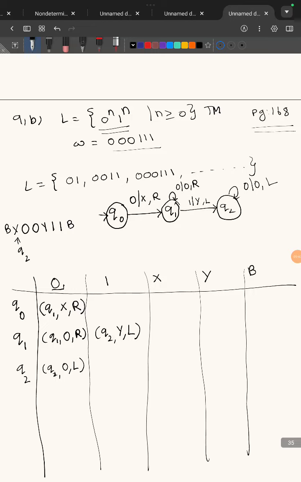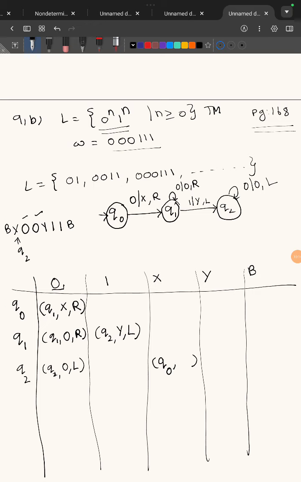This is my Q2. In Q2, what is the symbol I am now seeing? I am seeing the symbol x, which means that I have reached the end. Now I have to restart from the initial state. So Q2 x, this is the box. Now I have to restart from initial, which means I have to go back to Q0 such that I can convert these zeros to x and verify whether the rest of the zeros and ones are equal or not.